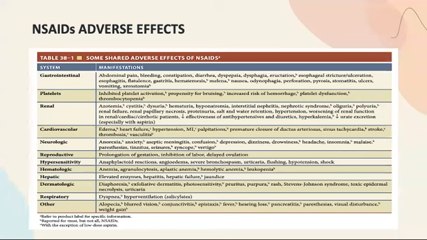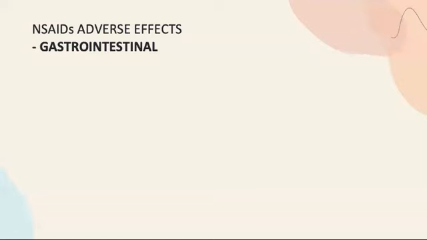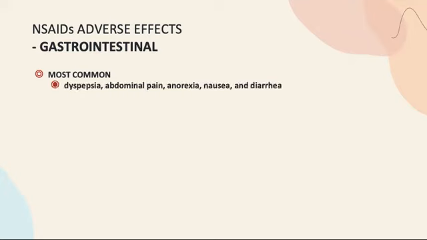This table shows us the different organ systems affected by intake of NSAIDs. As you can see, you have your gastrointestinal, platelets, renal, cardiovascular, neurologic, reproductive, hypersensitivity, hematologic, hepatic, dermatologic, respiratory, and of course, other adverse effects. So please be familiar with all these effects. The most common of these are the GI symptoms, accounting for 40% of patients. They usually have dyspepsia, abdominal pain, anorexia, nausea, and diarrhea.